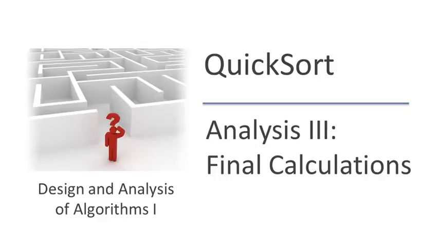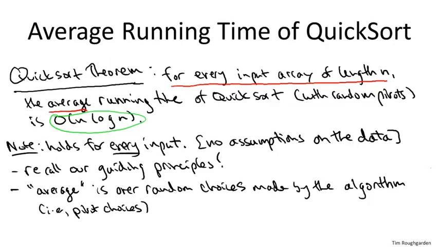So we're almost at the finish line of our analysis of quicksort. Let me remind you what we're proving. We're proving that for the randomized implementation of quicksort, where we always choose a pivot element to partition around uniformly at random, we're showing that for every array, every input of length n, the average running time of quicksort over the random choices of pivots is big O of n log n.